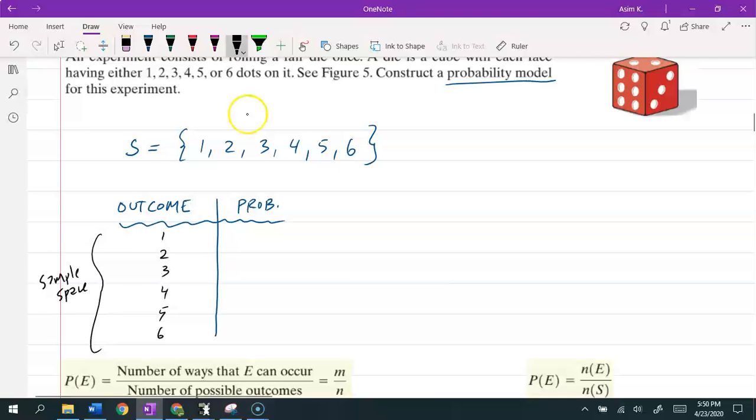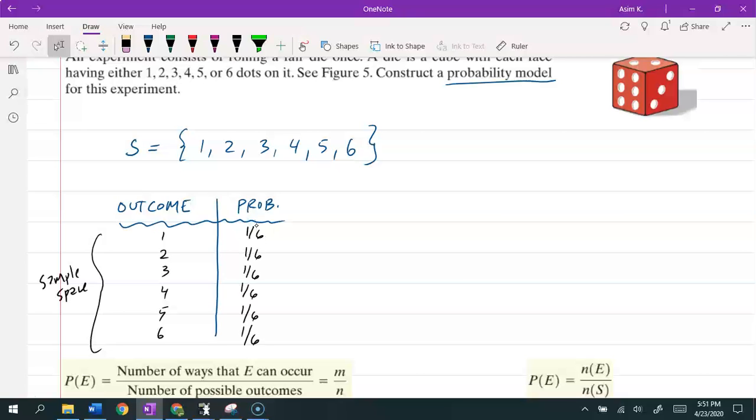Now you just got to ask yourself, what are the chances of you getting a 1? Well, that's 1 out of 6 chances. 2, 1 out of 6. 3, 1 out of 6. 4, 1 out of 6. So like this, each one of these is 1 out of 6.